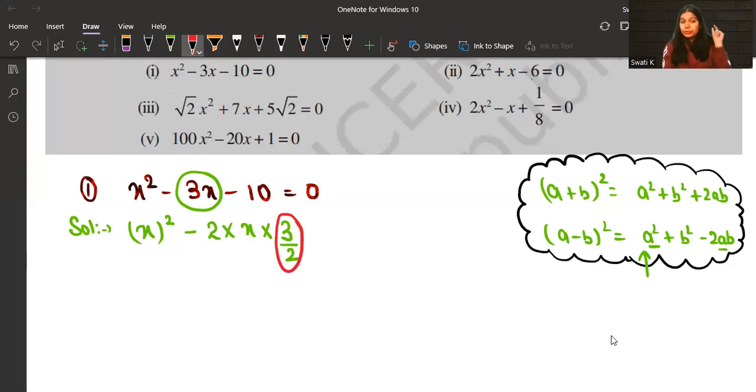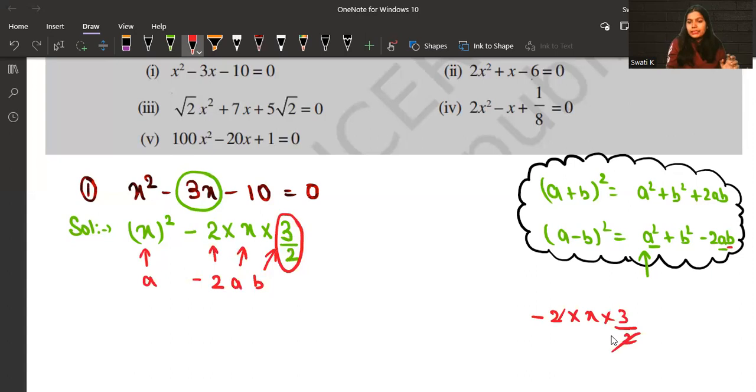In this particular question, I'm going to be very specific. So this is our A. This is our formula, which is minus 2, and then this is our A, of course. So minus 2A, and then there is a B also. So that B is 3 by 2. Correct? So we are done with minus 2ab. And you can also see that if you solve this part, which is minus 2 into x into 3 by 2, you get nothing but minus 3x, which is this minus 3x. We are balanced.